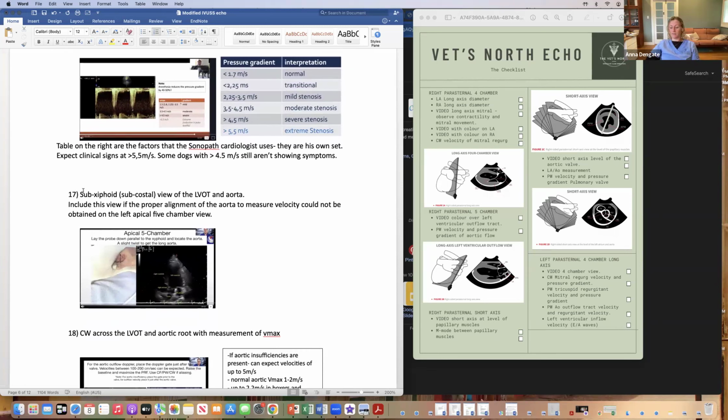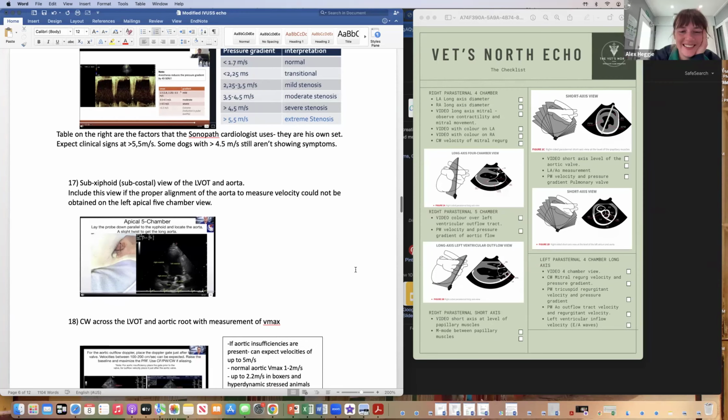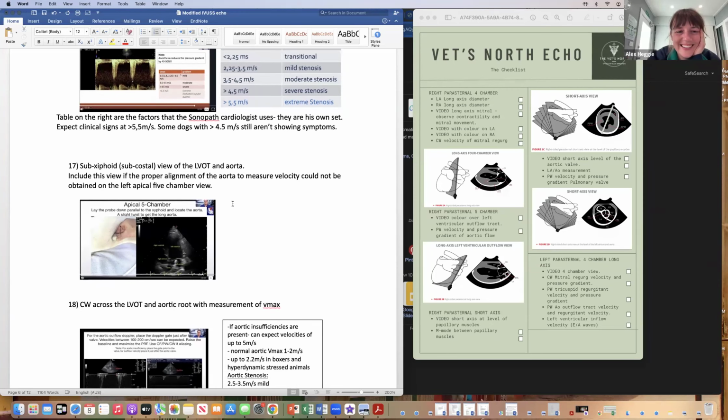Next view is actually sub xiphoid or xiphoid? I say xiphoid, but I don't know. I could be wrong. I think that too. I say a lot of things wrong. Me too. I've learnt so much from books and not from humans.